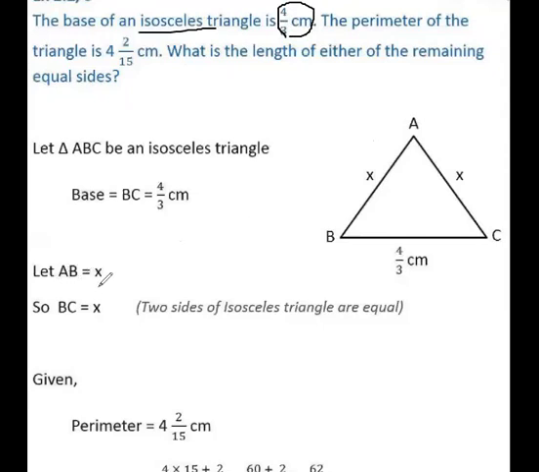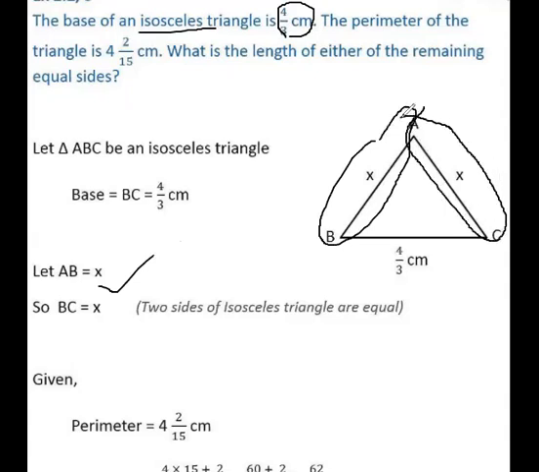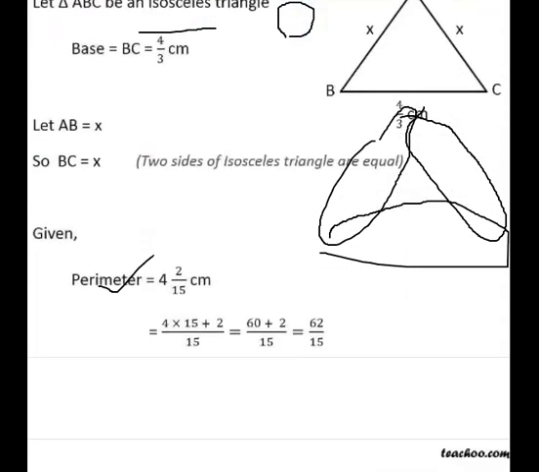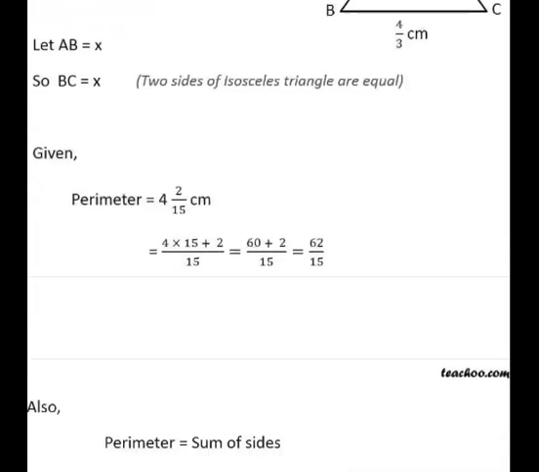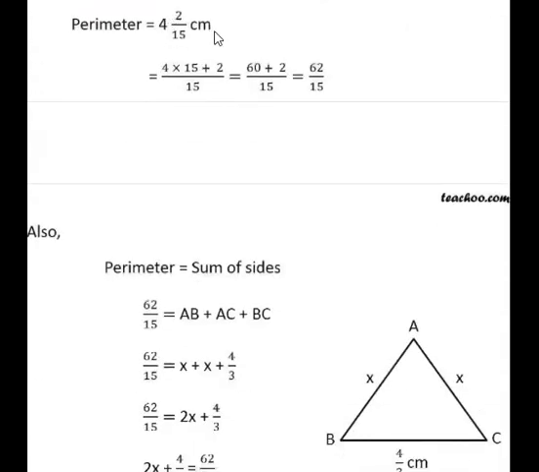So let AB be x. AB is x. AC is also x. BC is not x because we are taking BC as 4 upon 3. Moving forward, in the question it is given that the perimeter is 4 2 upon 15. When you solve it, like 4 into 15, and then you add 2, you will get 62 upon 15.